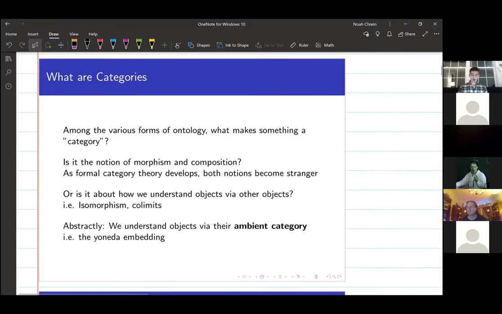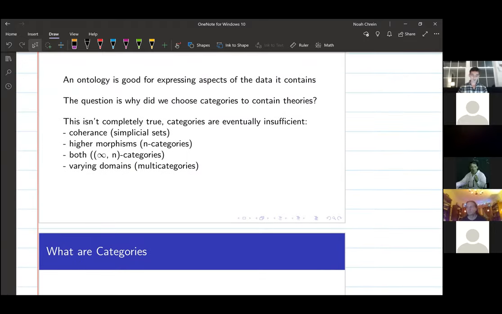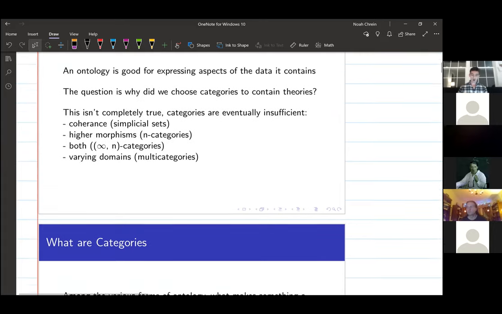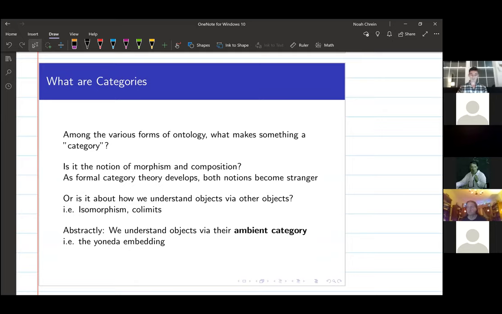So I just listed several things. Let me go back here. Simplicial sets, N categories, infinity N categories, multi-categories. Why am I calling all of these things categories? I mean, you ask me if a multi-category is a type of category, I'd say, yeah, sure is. So among all the forms of ontologies of which sets and spaces are included, why are certain ontologies considered categories? And is it just the raw notion of morphism and composition?